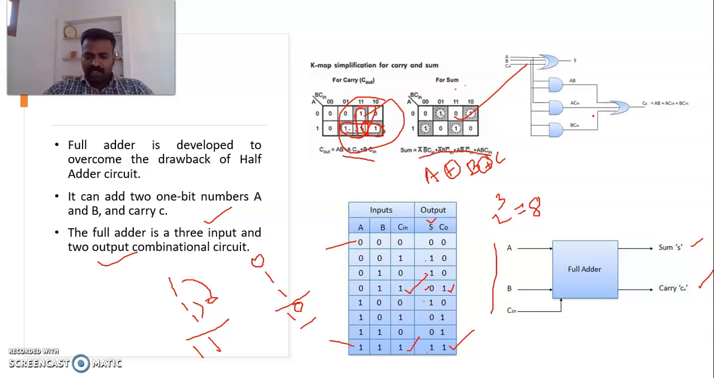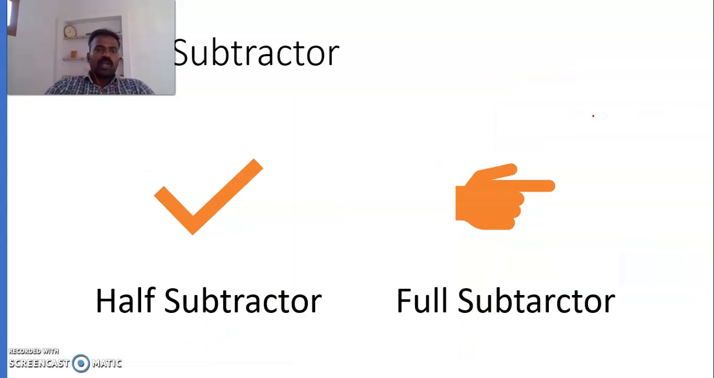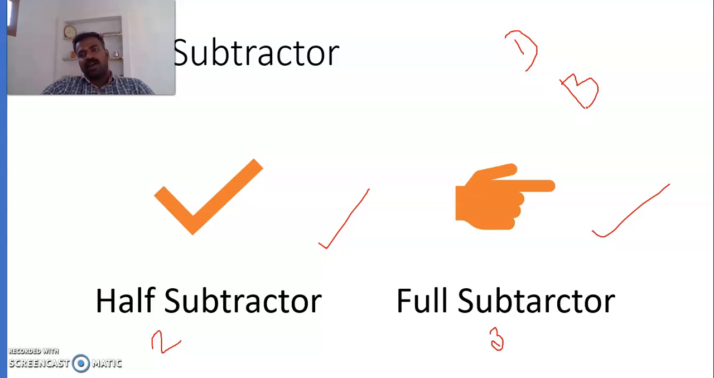Then we'll move to the subtractor. There are 2 types of subtractor: one is half subtractor, another one is full subtractor. Again here 2 inputs are used, and here 3 inputs are used. That's the difference. And both produce 2 outputs, difference and borrow. In addition, sum and carry will come. In subtraction, difference and borrow will come.